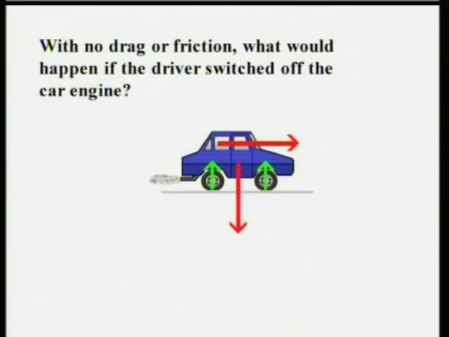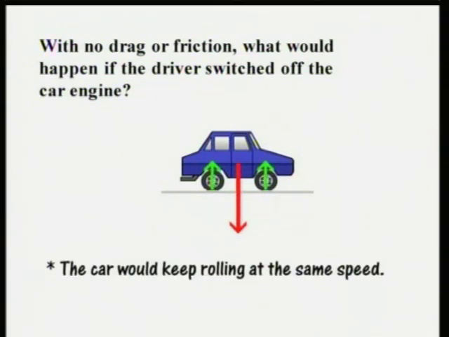If there were no drag or friction and the road stayed flat and level, what would happen if the driver switched off the car engine? According to Newton's first law of motion, if there were no drag or friction and the road stayed flat and level, the car would continue rolling at the same speed, forever, just like a space astronaut.